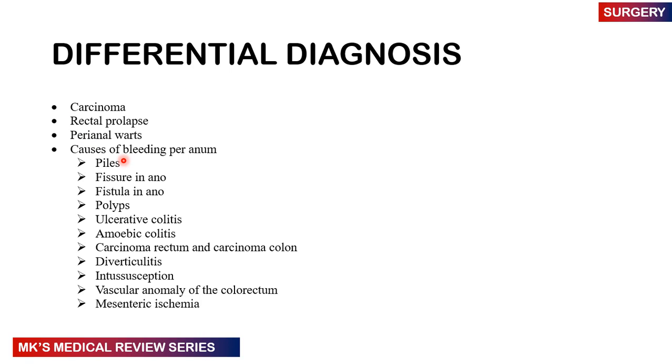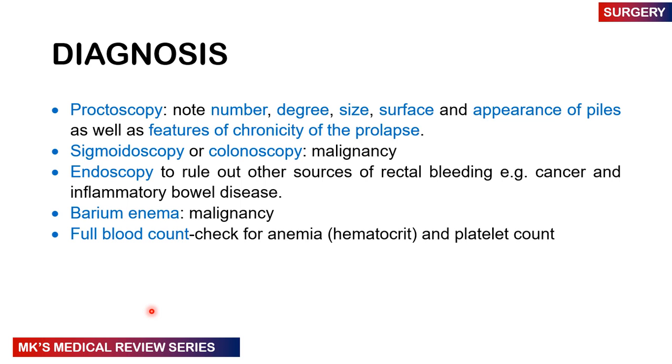So it could be hemorrhoids, which I've already talked about, anal fissures, anal fistulas, which we will talk about, polyps, ulcerative colitis, amoebic colitis, carcinoma of the rectum and carcinoma of the colon, diverticulitis, intussusception, vascular anomaly of the colorectum, and even mesenteric ischemia. These are just other things that you should keep in mind. Now, how do you make a diagnosis? What investigations are we going to order?